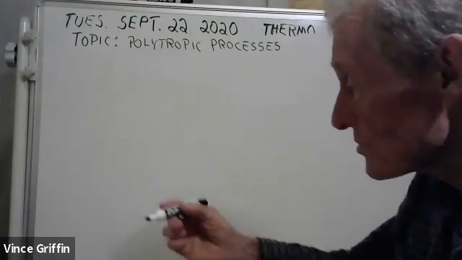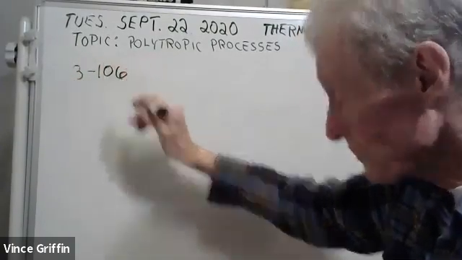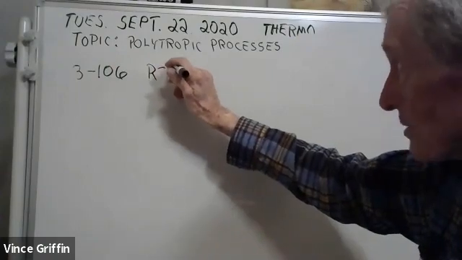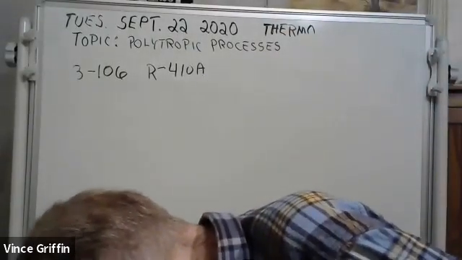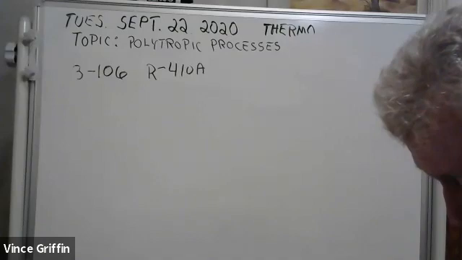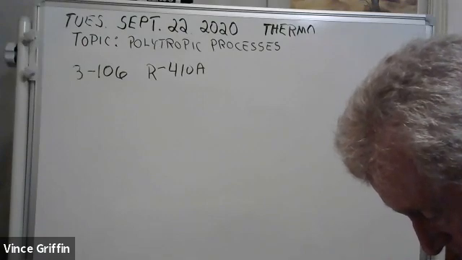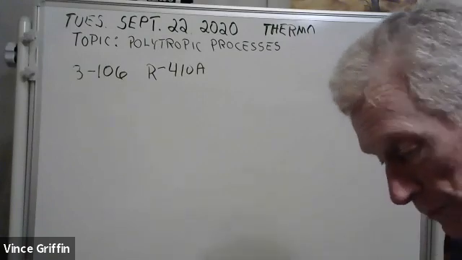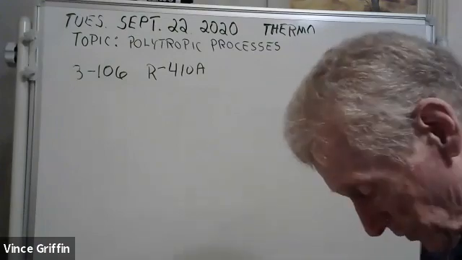Okay, now this is problem 3106. It's R410A. That's what I have in my house, air conditioner. This says saturated vapor R410A at -10 in a piston cylinder. It's compressed to a pressure of 1200 in a polytropic process with n equal 1.5. Find the final temperature, process work, and heat transfer.